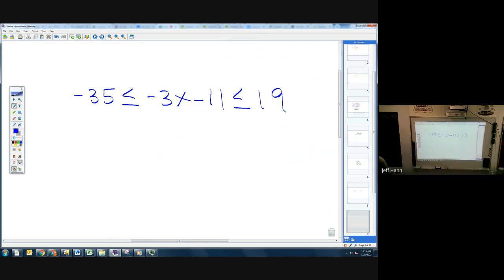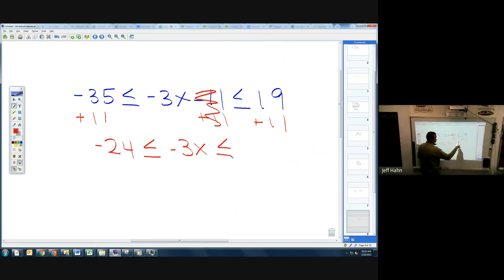This is the way this would look, ladies and gentlemen. I don't remember what problem it is. Okay, this is an and problem. You need to get this down to just be an X. Just like equations, you have to get rid of this and this. The first thing you do is do the opposite and add 11 to both sides, because it's really a combination of two equations. This goes away. You're left with negative 24 less than or equal to negative 3x less than or equal to 30. 11 plus 19.